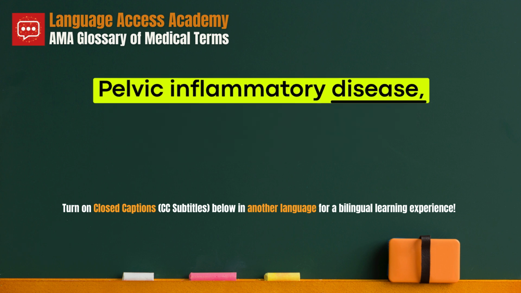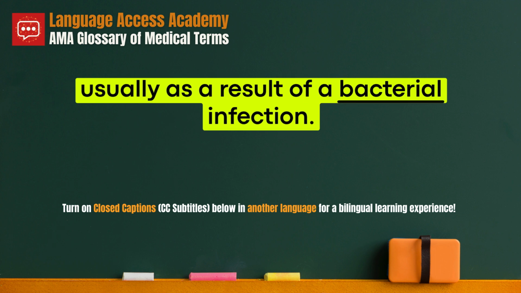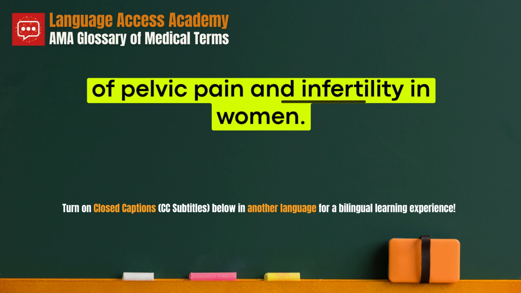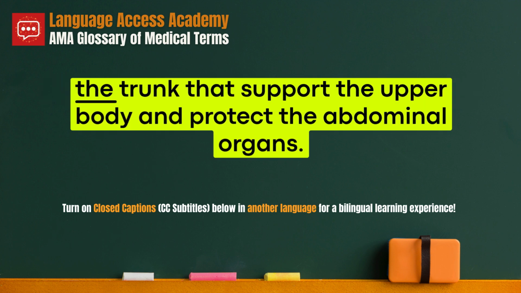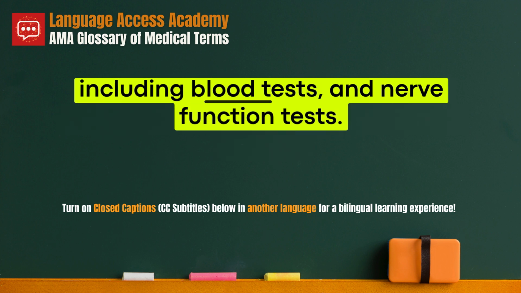Pelvic inflammatory disease, or PID, is the inflammation of a woman's internal reproductive organs, usually as a result of a bacterial infection. It is one of the most common causes of pelvic pain and infertility in women. The pelvis is the group of bones in the lower part of the trunk that support the upper body and protect the abdominal organs.